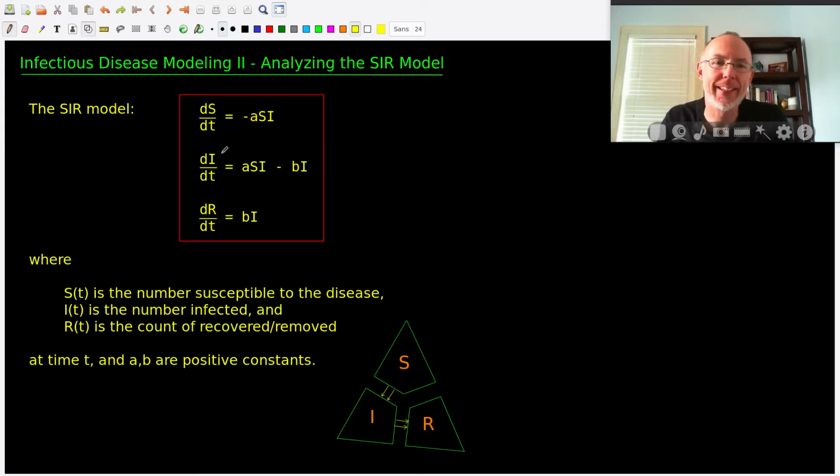G'day folks, today we're going to continue our discussion of infectious disease modelling, and our goal is to develop some mathematical models that describe the spread of an infectious disease through a population.